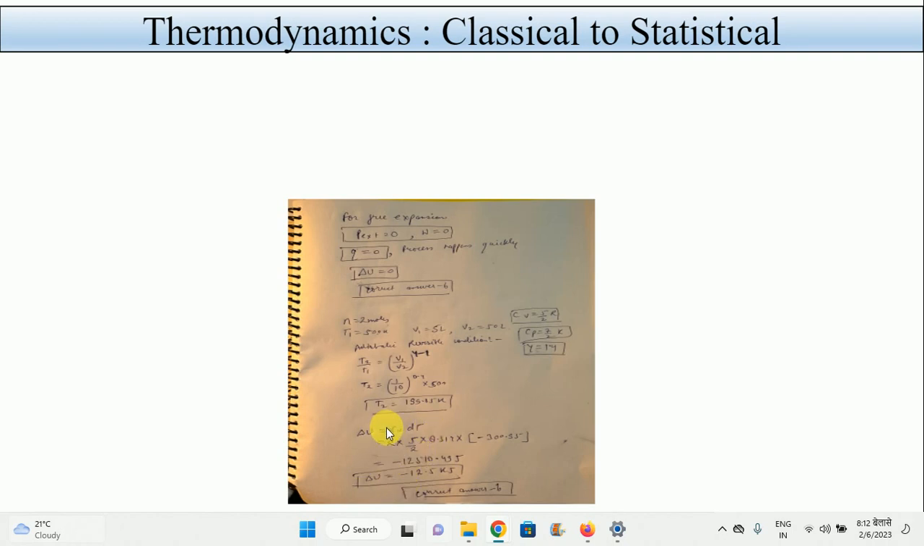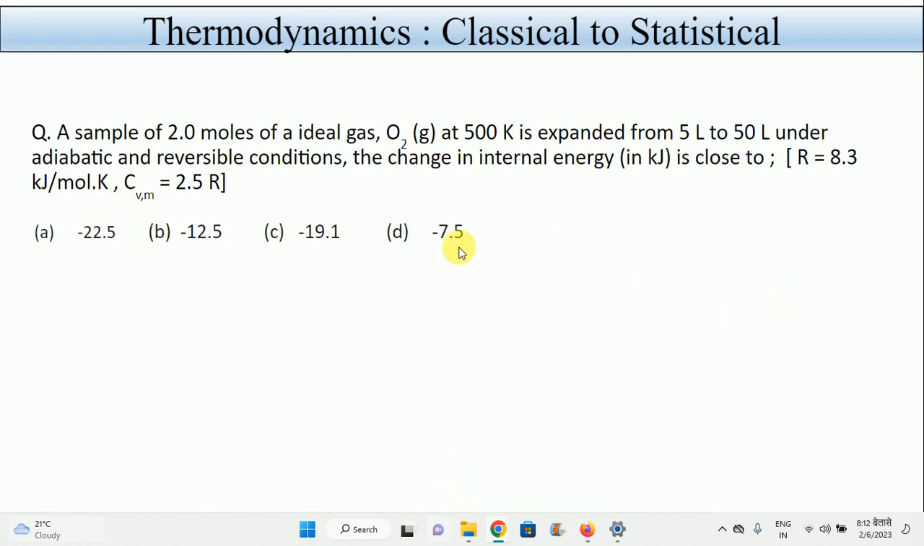So n is 2, CV is 5 by 2 R with R as 8.314, and delta T is equal to 300.35 minus 500. By solving this, we get minus 12.5 kilojoule. Minus 12.5 kilojoule.